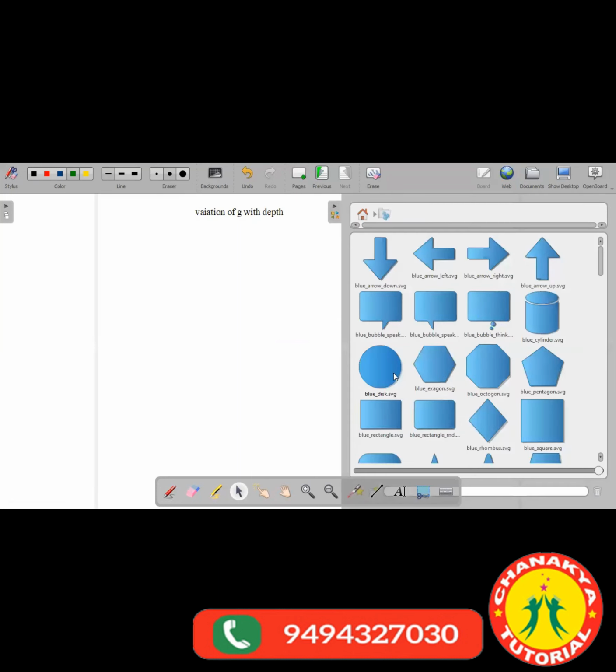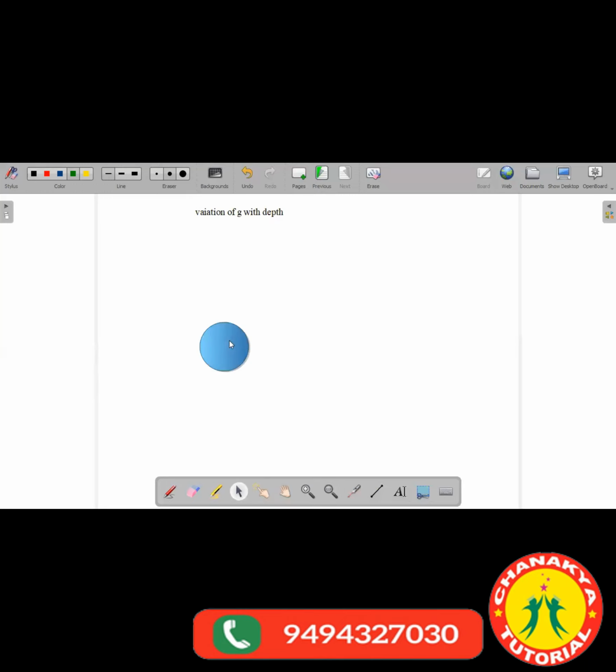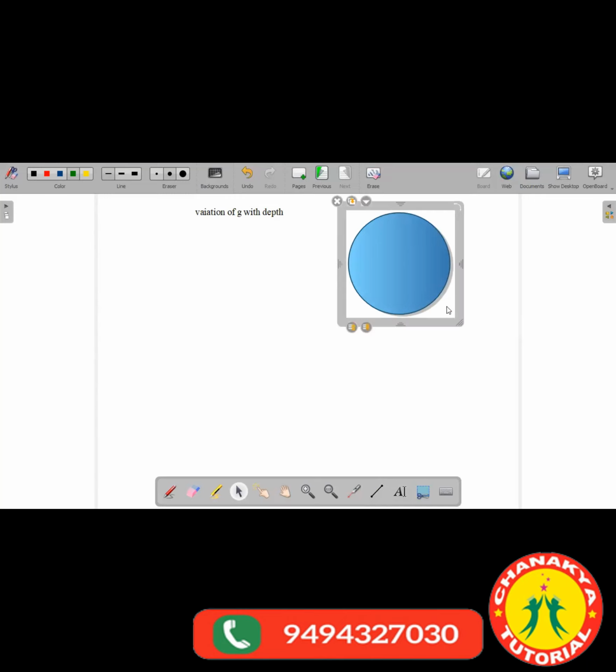Variation of g with depth. So how does acceleration due to gravity vary with depth? So again, we take our Earth. And let's say this is our Earth. We are at a certain depth below the surface of Earth.